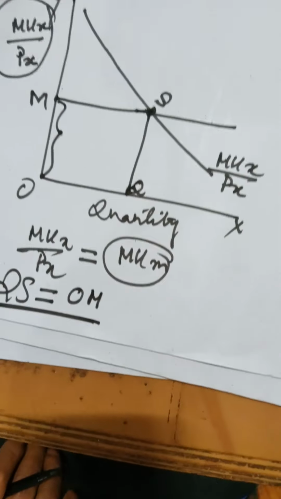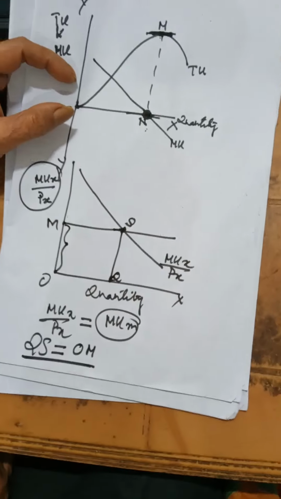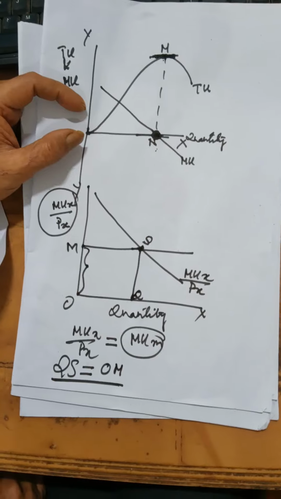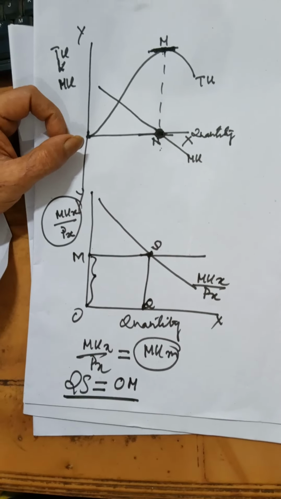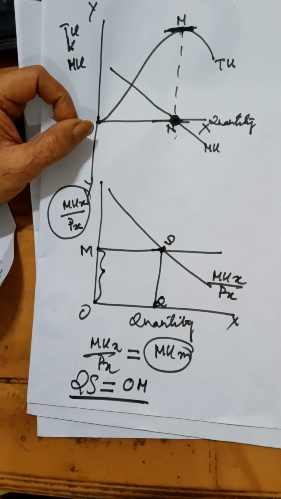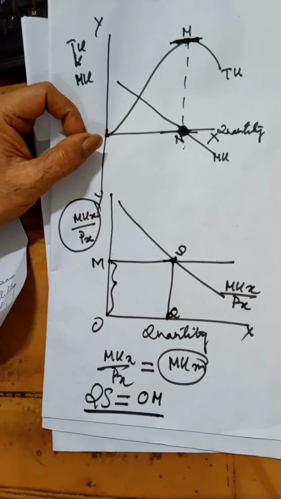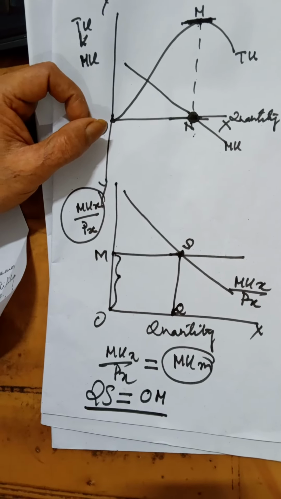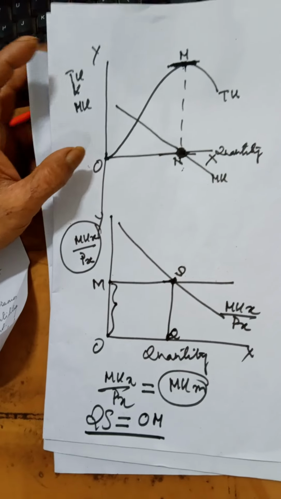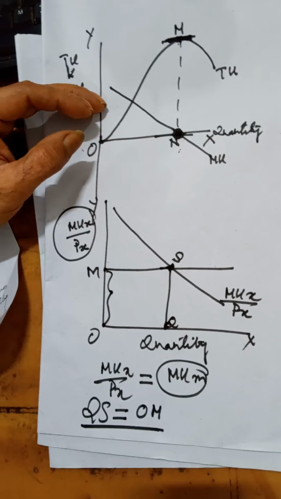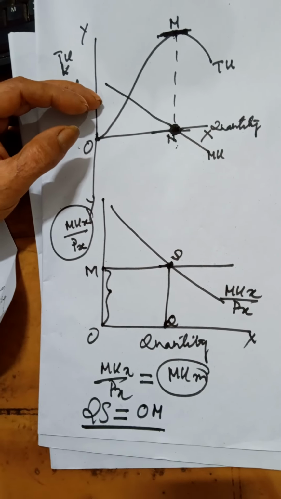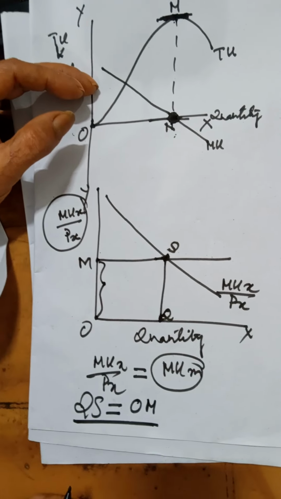Now, in the real world, no consumer consumes only one commodity. Rather, every consumer consumes more than one commodity. Some commodities are more important to a consumer relative to other commodities. This means the consumer attaches more significance to certain commodities relative to other commodities.